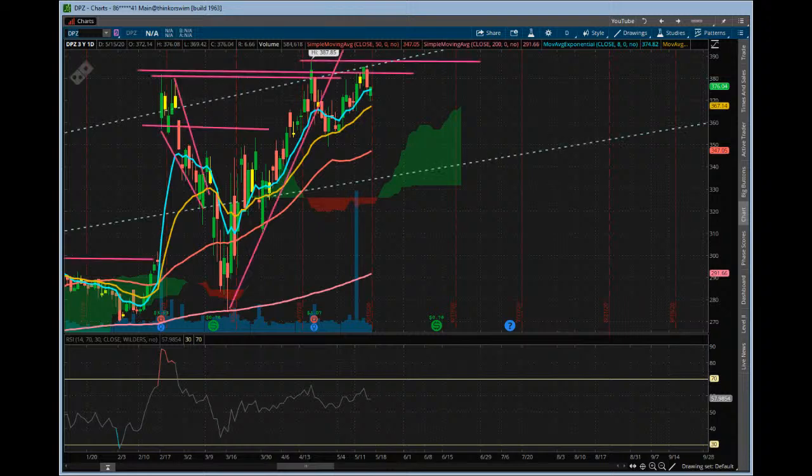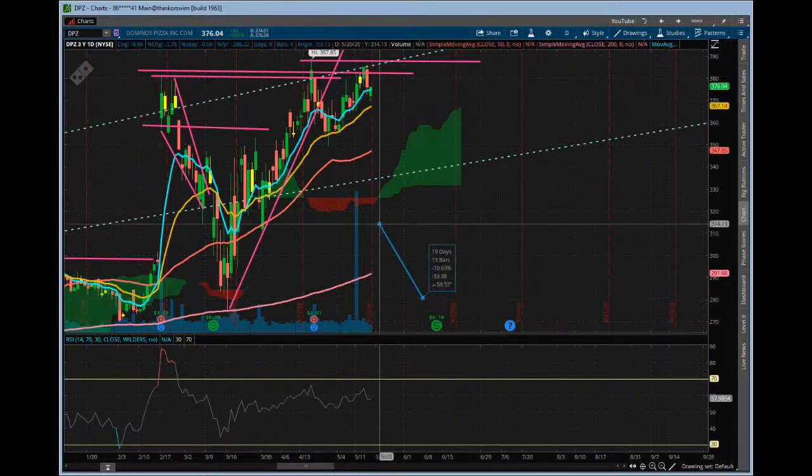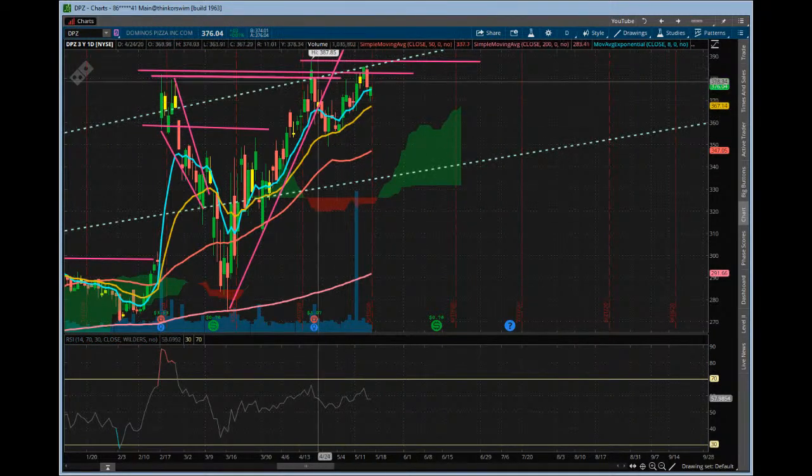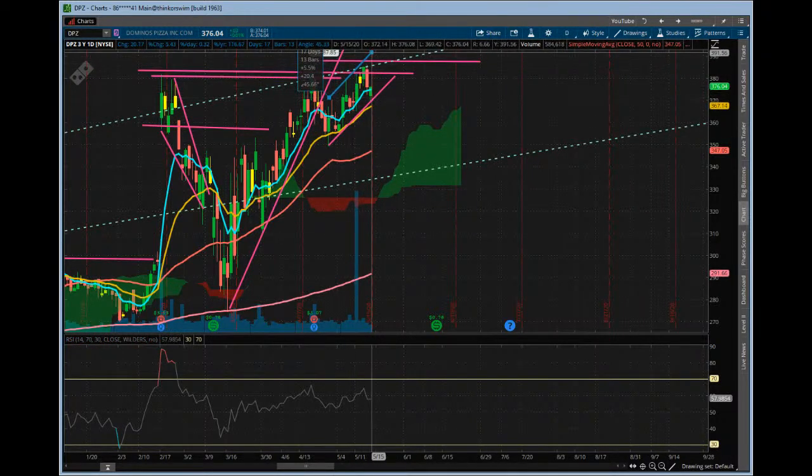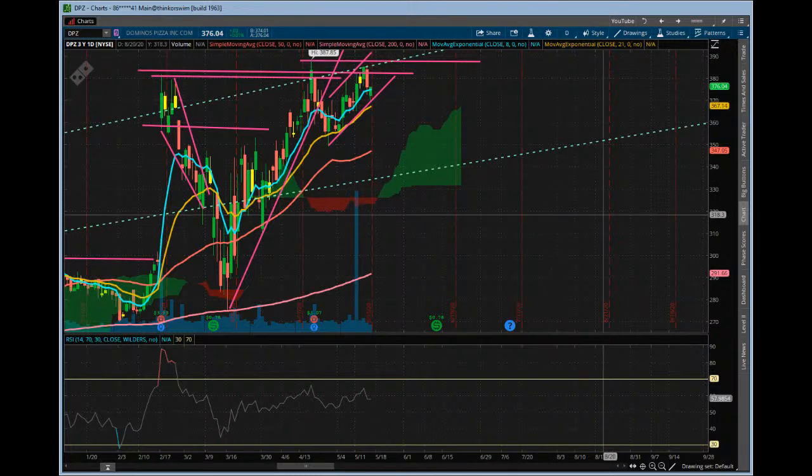And then DPZ, Dominos. So still kind of in its own little trend box right here based on those highs. It's kind of in the chop zone right here, but it is working on a sideways channel up right here. So again, generally kind of bullish. It's over its 8-day moving average, so that's good.